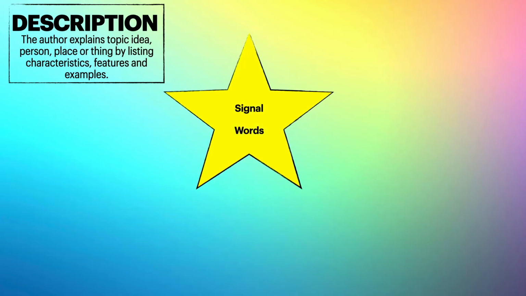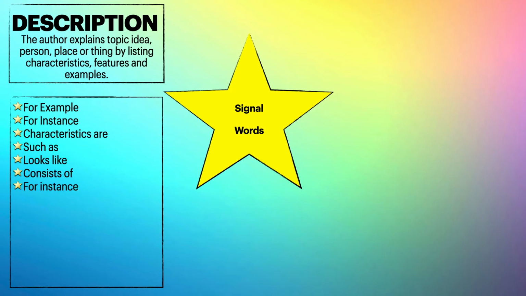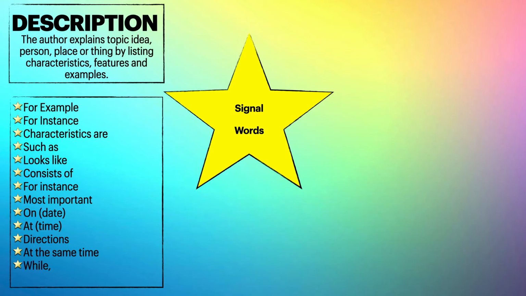In the description text structure, the author explains an idea, person, place, or thing. There are common words that are used in this text structure that will help you identify it as a description text structure. These signal words are: for example, for instance, characteristics are, such as, looks like, consists of, again, most important, on such and such date, at such and such time. They may give you directions, at the same time, while, and meanwhile.